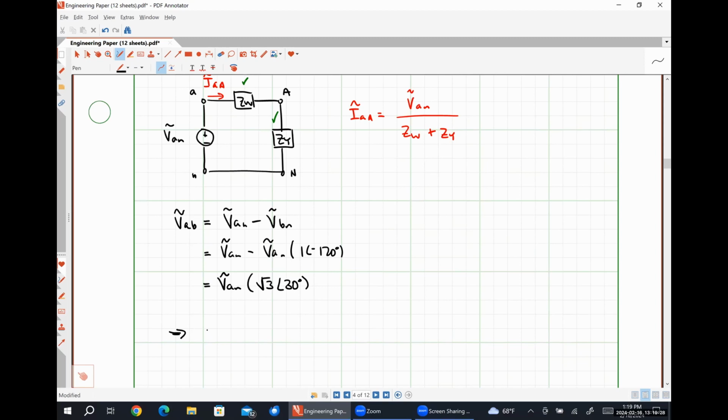Rearranging, then, our phase voltage for a Y-connected system is going to be simply our line voltage divided by √3 angle 30 degrees, which should come out, and there's a little bit of rounding error here, to be 120 angle 0 degrees volts RMS.